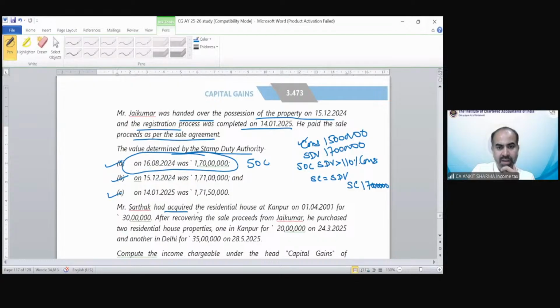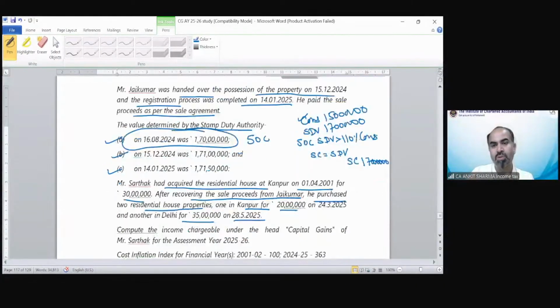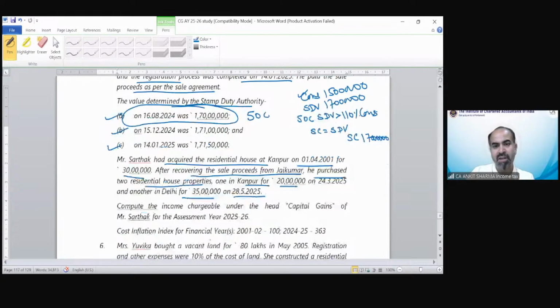Sarthak had acquired the residential house at Kanpur on 1st April 2001 for 30 lakh rupees. Clear? After recovering the sale proceeds from Jaikumar, he purchased two residential house properties, one in Kanpur for 20 lakh and another in Delhi for 35 lakh on 28th May 2025. So you have to calculate the income chargeable under the head capital gain.